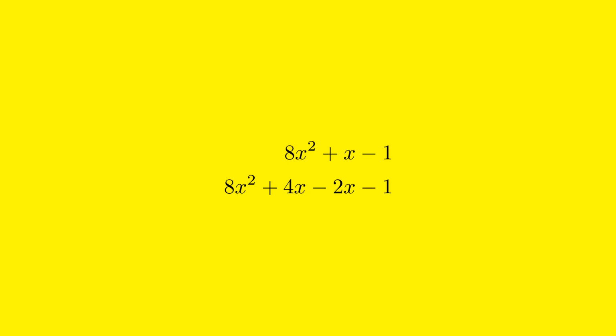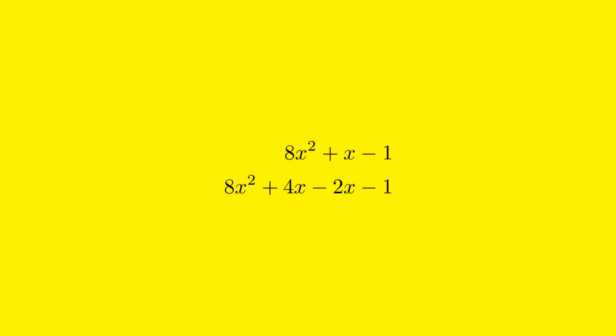Next, we need to find two numbers whose product is minus 8 and whose sum is the coefficient of the linear term, which is 1. After careful consideration, we realize that these two numbers are 4 and minus 2, since 4 times minus 2 equals minus 8 and 4 plus minus 2 equals 1.